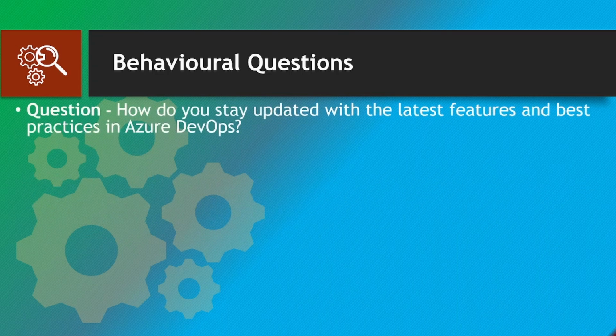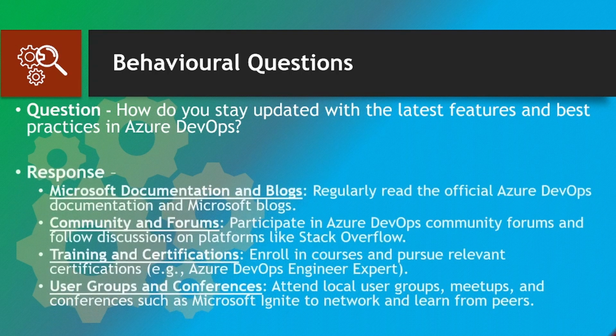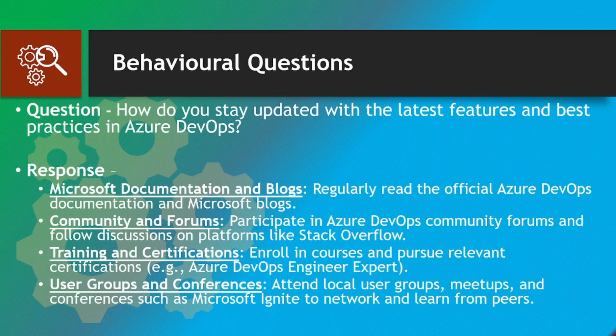The next one: how do you stay updated with the latest features and best practices in Azure DevOps? A few of them are Microsoft documentation and blogs. Regularly read the official Azure DevOps documentation and Microsoft blogs. Community and forums. Participate in the Azure DevOps community and forums. Follow discussions on platforms like Stack Overflow.